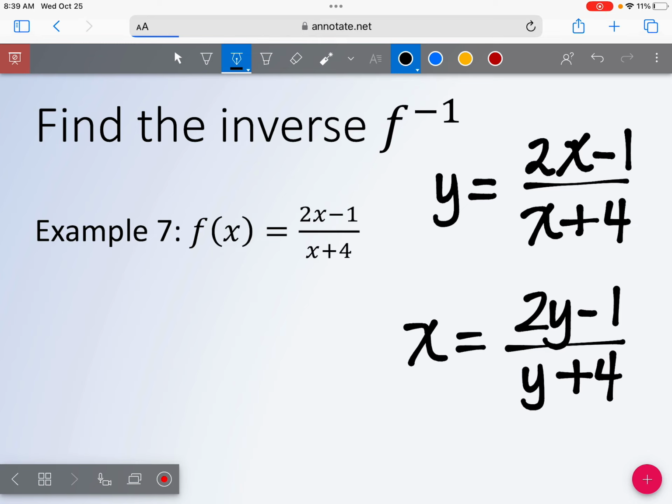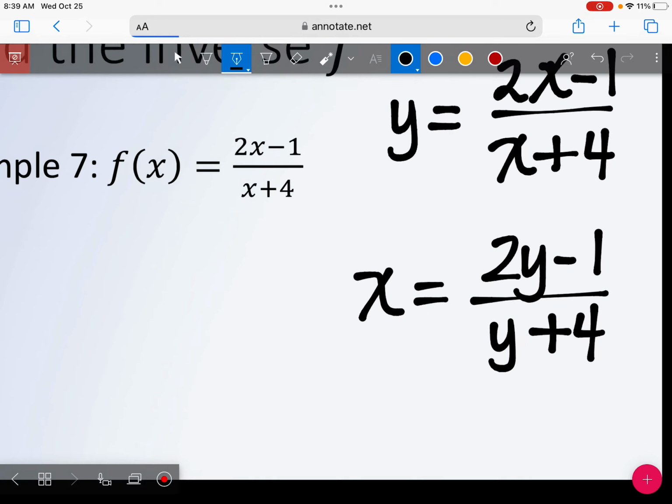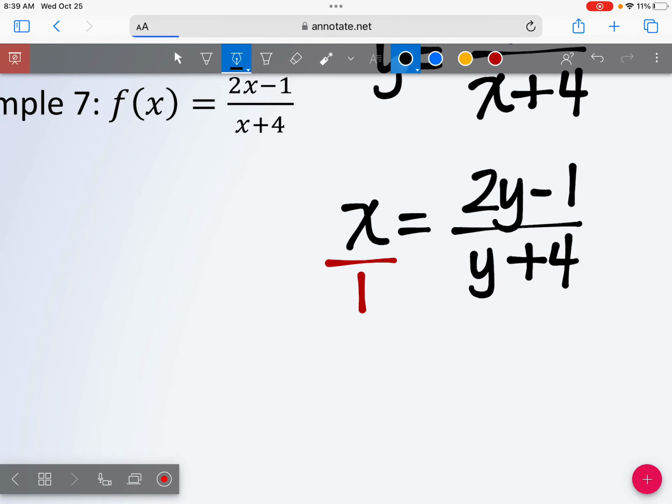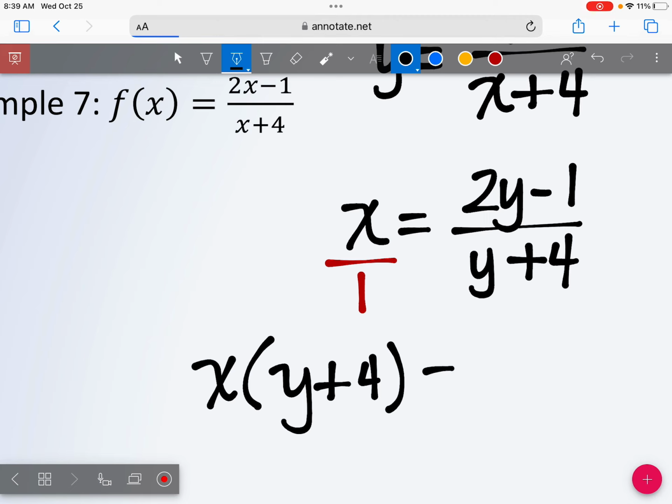So we're going to do it the exact same way we did example 6. So we start off by cross multiplying. So I have y plus 4 times x. So x times y plus 4 equals 1 times 2y minus 1. Go ahead and distribute the x. Because we have y in 2 different places, we have to distribute.